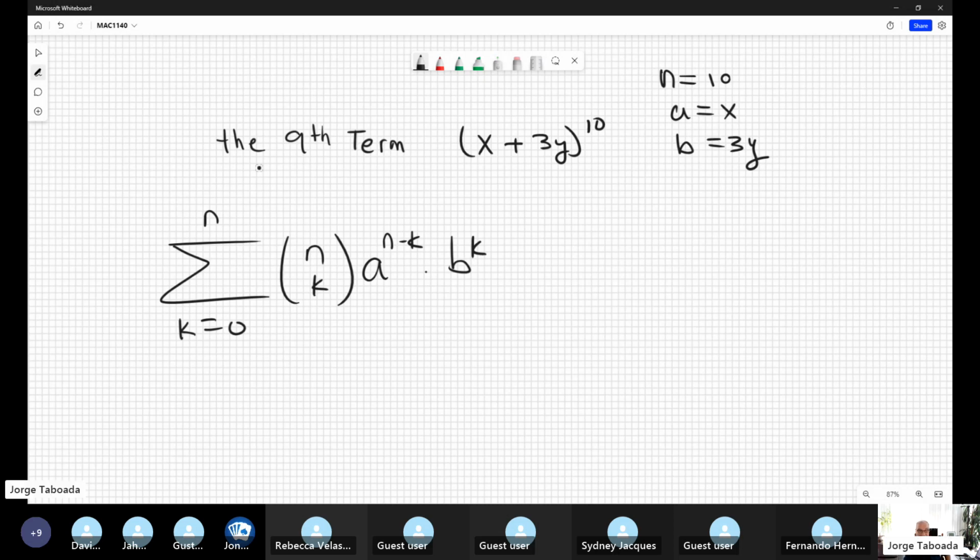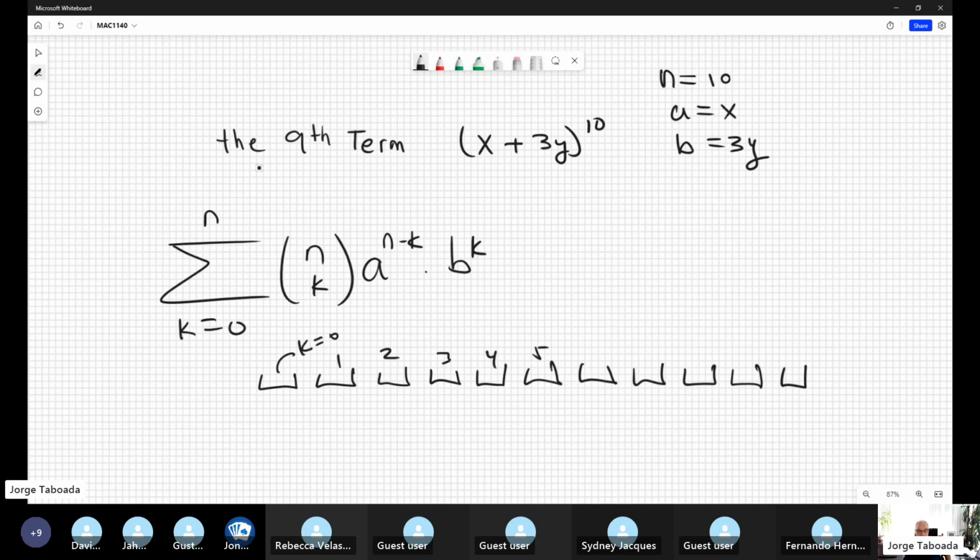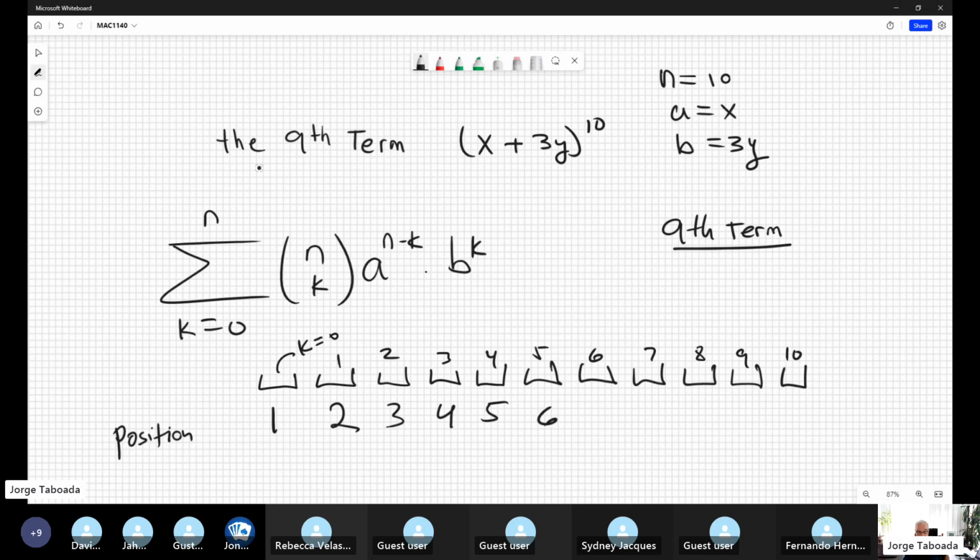actually we have 11 terms. Let me show you. 1, 2, 3, 4, 5, 6, 7, 8, 9, 10, and 11. 11 terms because n is 10, one more. This is for k from 0: 1, 2, 3, 4, 5, 6, 7, 8, 9, and 10. If you want to discover the 9th term, it is in the 9th position. As you see, this is 1 position, 2 position, 3, 4, 5, 6, 7, 8, 9, 10, and 11, right?